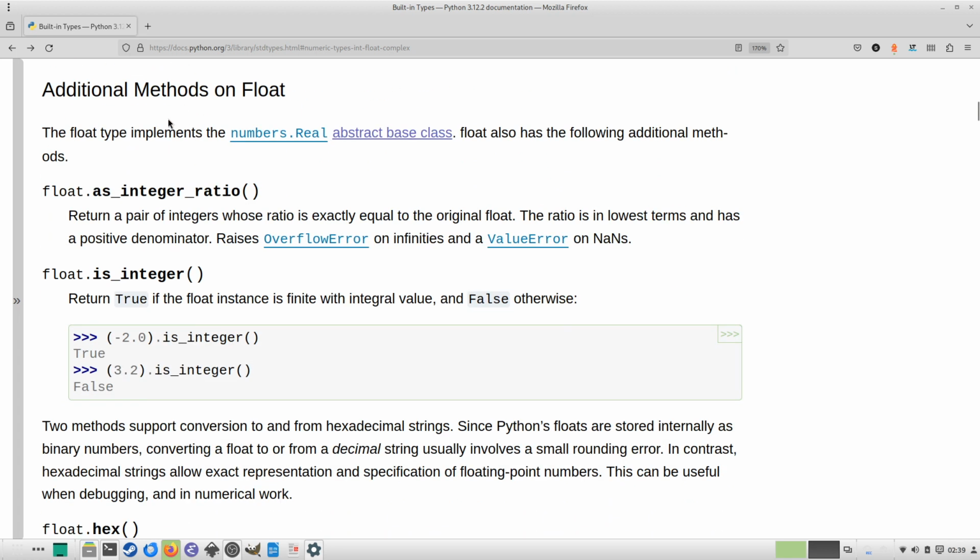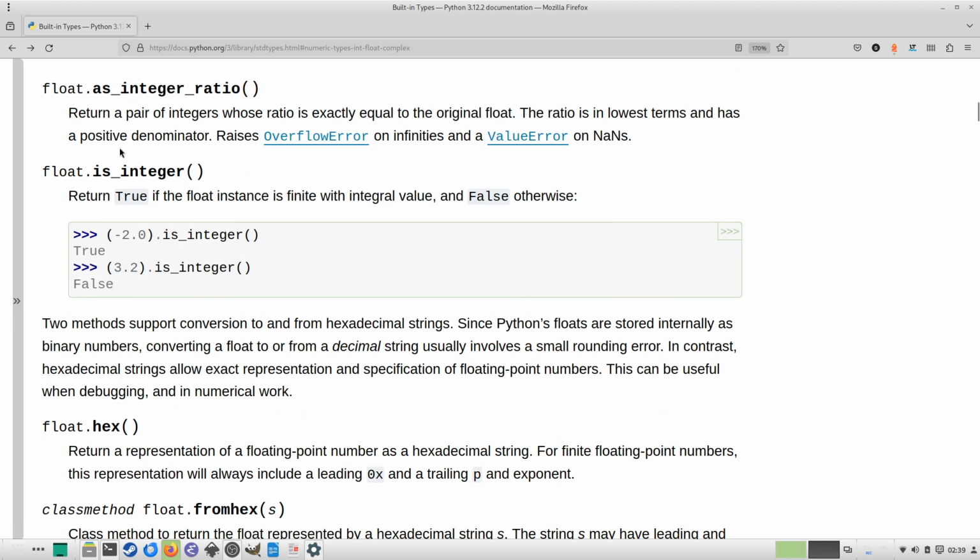Now we look at additional methods on float. The float implements the numbers.Real abstract base class. Float also has the following additional methods. Float as_integer_ratio. Return a pair of integers whose ratio is exactly equal to the original float. The ratio is in lowest terms and has a positive denominator. That means it gives us a reduced fraction if you invoke it on a float. Raises OverflowError on infinities and a ValueError on NaNs. Since floats can be infinity and NaNs, you can't represent them as an integer ratio. So an overflow and value error will be raised for them respectively.